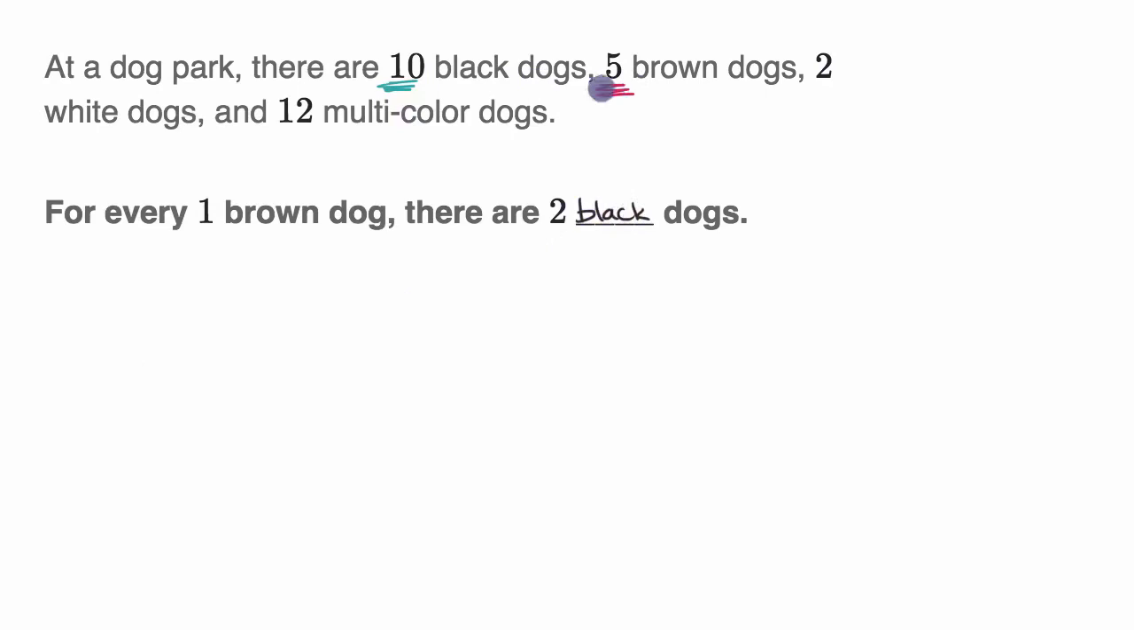One way to think about it, the ratio between brown dogs and black dogs, and it's kind of counterintuitive, I used the wrong colors here. I should use brown and black. So let me do that. So the ratio of brown to black is 5 brown dogs for every 10 black dogs. Or if you divide both of these numbers by 5, you would get one brown dog for every 2 black dogs. And that's exactly what this statement is saying.